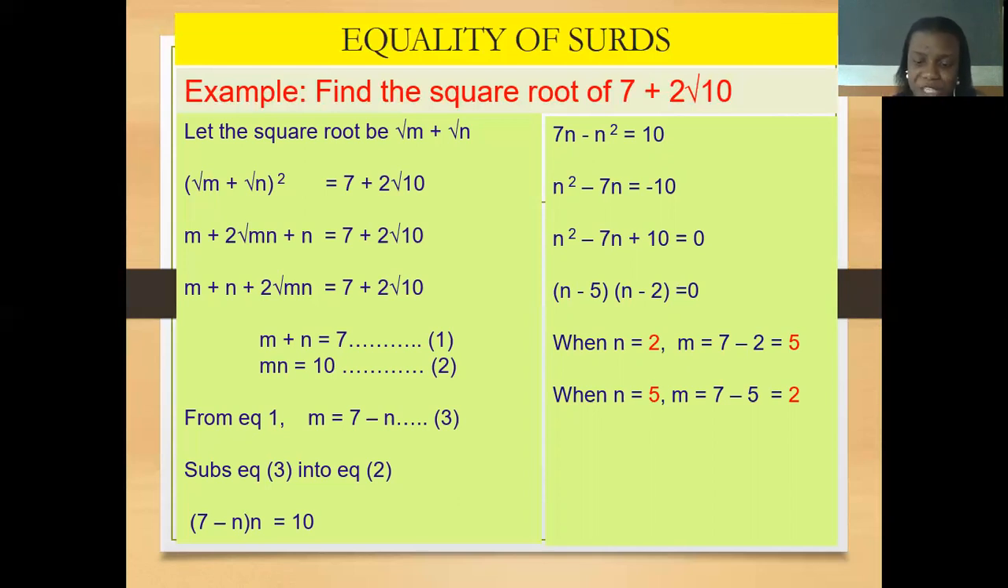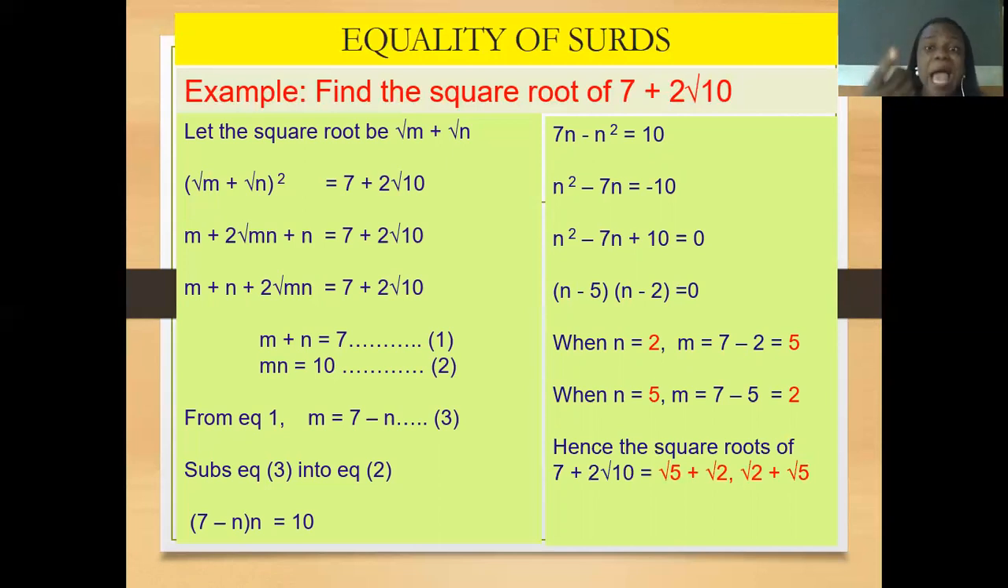Now you will notice something as we keep on. Remember that at the beginning we said let the square root be root m plus root n, right? So there are two options for the square root now. Either our square root is root 5 plus root 2, when m is 5 and n is 2, or root 2 plus root 5, when m is 2 and n is 5.